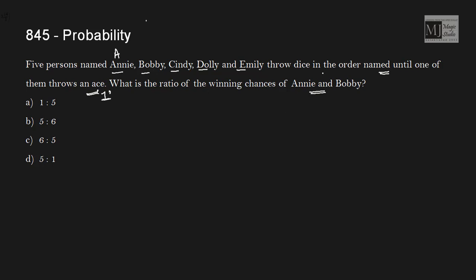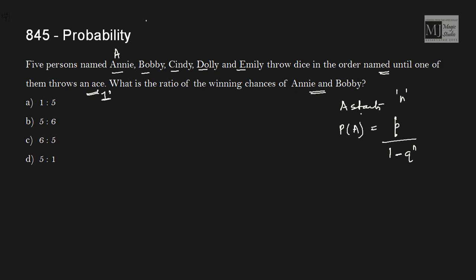See, in this kind of tandem game, suppose A starts, then the probability that A will win is given by P upon 1 minus Q to the power n, if there are n people in the game. P is the probability of success of A in the first throw, and Q is the probability of non-success of A in the first throw.